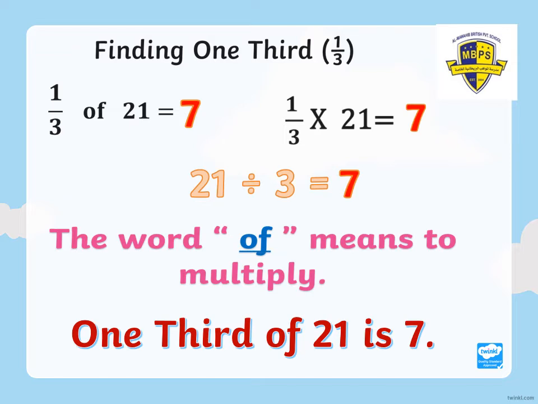So to find 1/3, by which number are you going to divide 21? Very good. We are going to divide 21 by 3. Now who can help me with the tables of 3? 3 times which number gives you 21? Very good. 3 times 7 is equal to 21. So the answer here is 1/3 of 21 is 7.